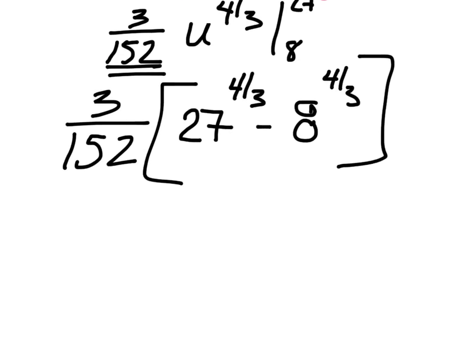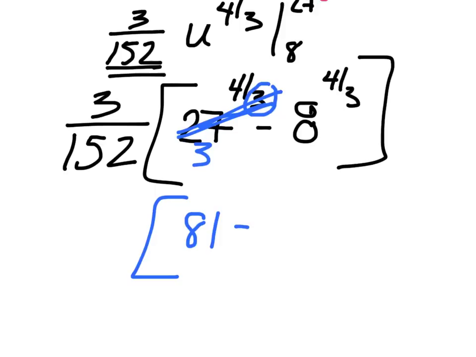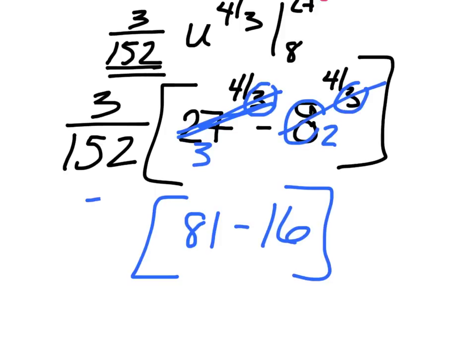All right, so lots of mental math. None of this will be calculator active. Okay, when you have fractions, the root goes on the bottom. So it's the cube root of 27, which is 3, and 3 to the 4th is 81, minus the cube root of 8 is 2, and 2 to the 4th is 16. And don't forget you have that lovely 3 over 152 out front.